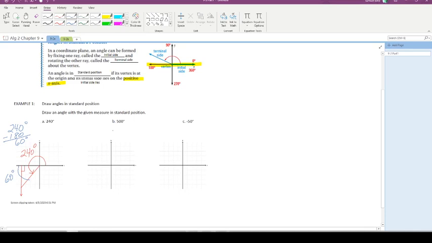Now let's talk about 500 degrees. Well, 500 degrees has to go all the way around to 360.